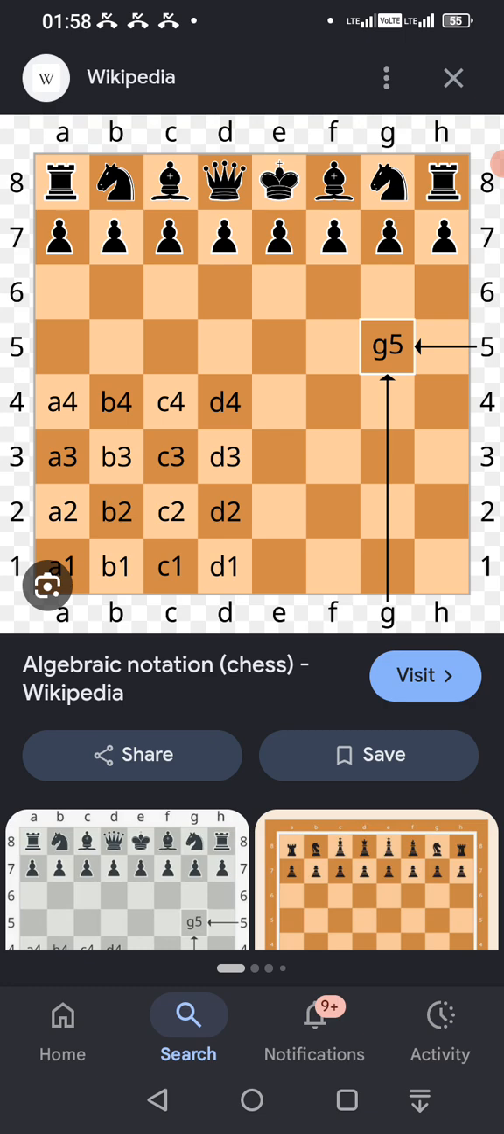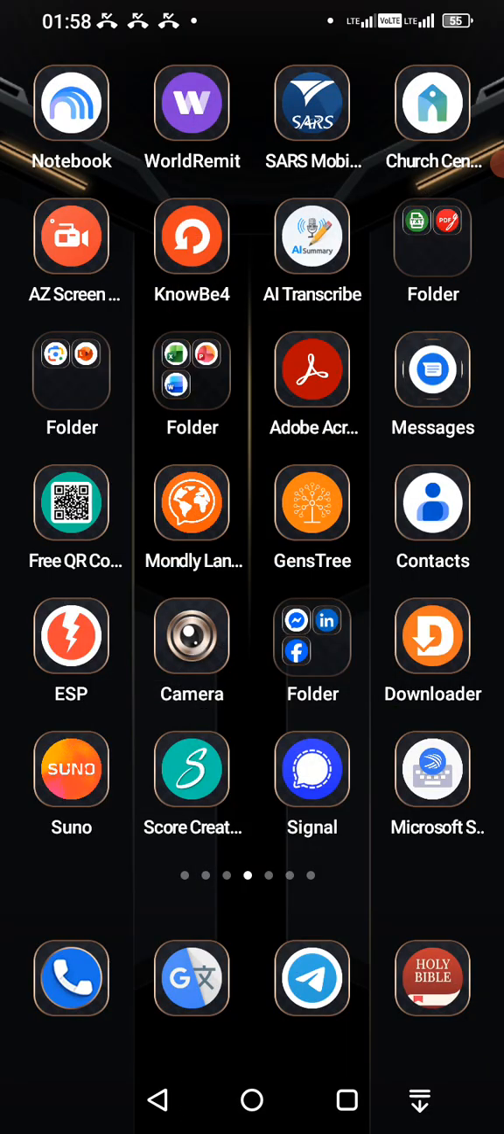The address or coordinate of a square in chess on the chessboard is a combination of the letter and the number. Okay, now let's go back to the other screen.